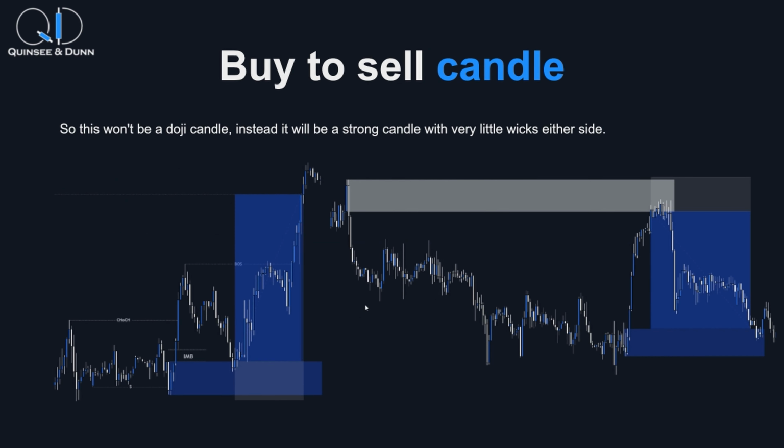Alright, so now this is a buy to sell candle. So this won't be a doji candle, instead it'll be a strong candle with very little wicks either side. As you can see here, we don't have a doji candle that we have marked our zone from. Instead, it's a very strong sell to buy candle, and we get very little wicks.